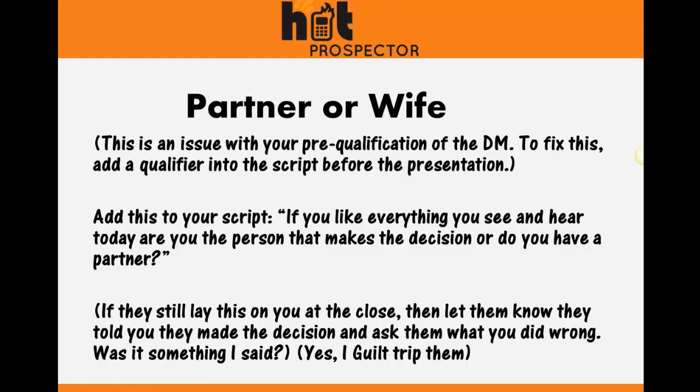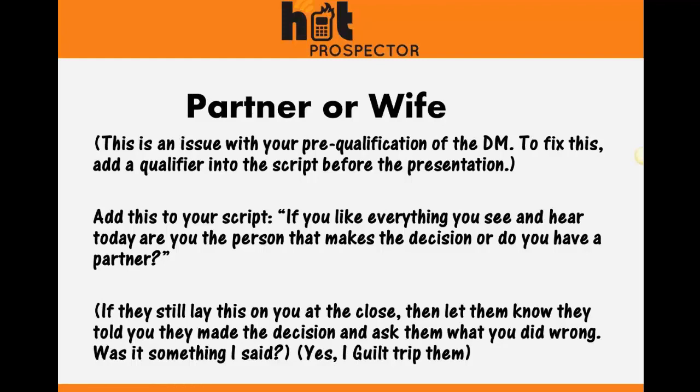All right, partner or wife. This is not an objection you should be getting. If you're getting this objection, then it's your pre-qualifying script. You didn't pre-qualify your decision maker. So to fix this, you need to add a qualifier that asks if they're the decision maker. And it's always best not to beat around the bush when you're qualifying your decision maker.